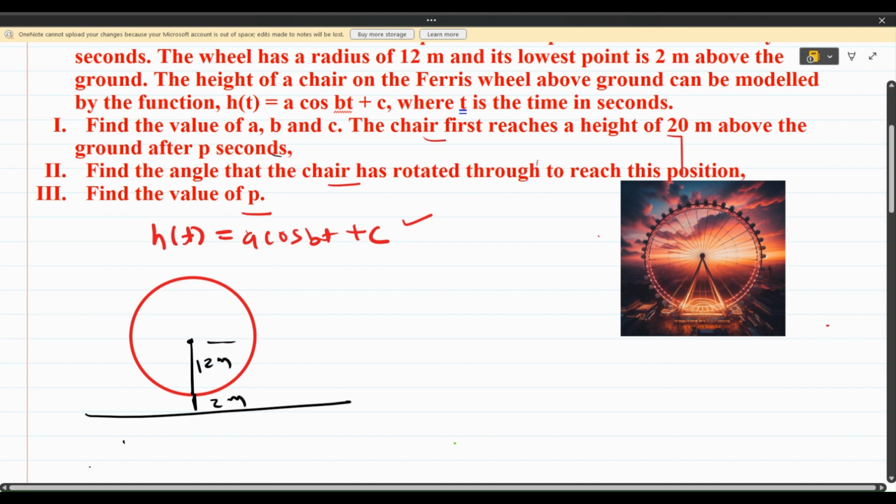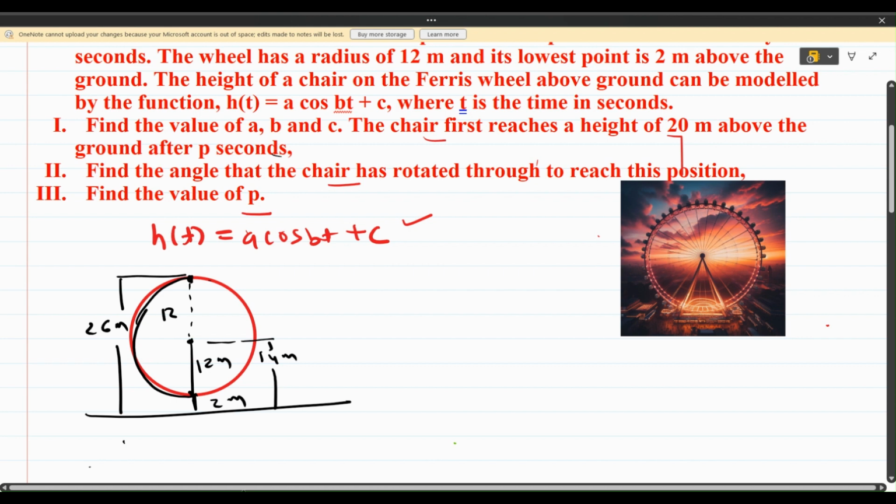So its center will be at 14 meters above the ground, and the top of the Ferris wheel will be, since 12 is the radius, 24 will be the diameter, and it's 2 meters above the ground, so its maximum height above the ground will be 26 meters. So now in 40 seconds the Ferris wheel starts from 2 meters above the ground. In the next 20 seconds it reaches the top and then comes back to its lowest point.